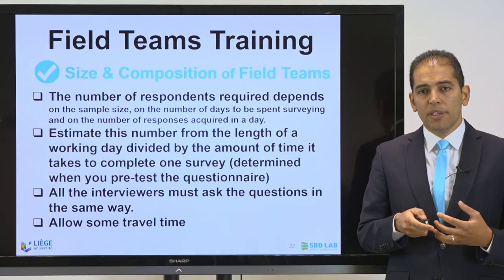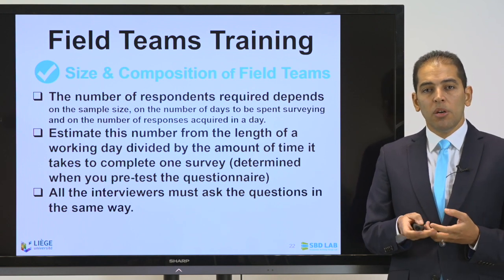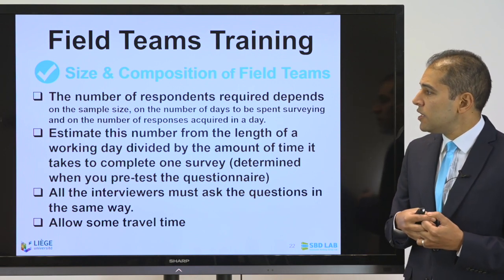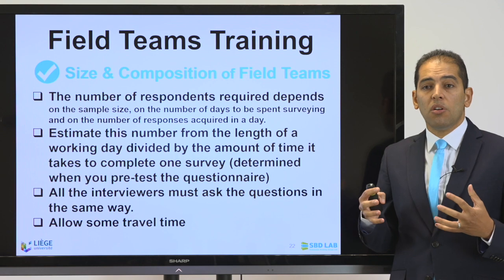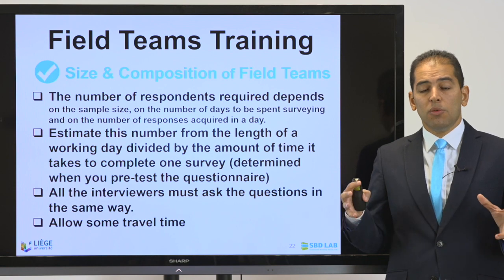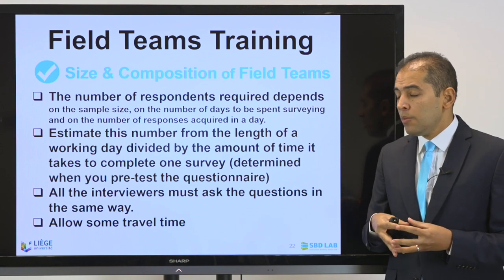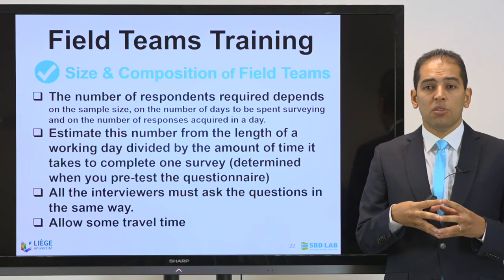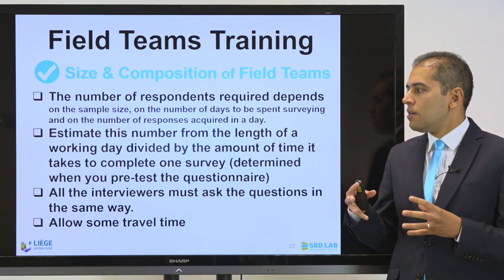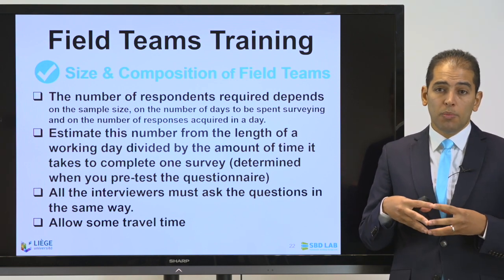Also, a very important step as part of your preparation is to start to prepare your team and train them for conducting the investigation. Here we are looking at the size and the composition of your field team. The number of respondents required depends on the sample size, and based on the sample size you are seeking, you need certain teams that will start to investigate. The number of days spent surveying needs to be determined, as well as the number of responses you require per day on average. You need to estimate this number from the length of the working day divided by the amount of time it takes to complete the survey. You determine that through the pre-test or through the pilot study that we're going to talk about later on.